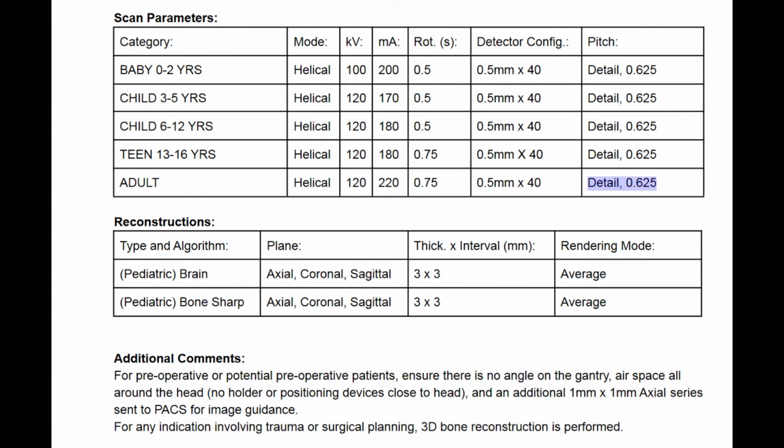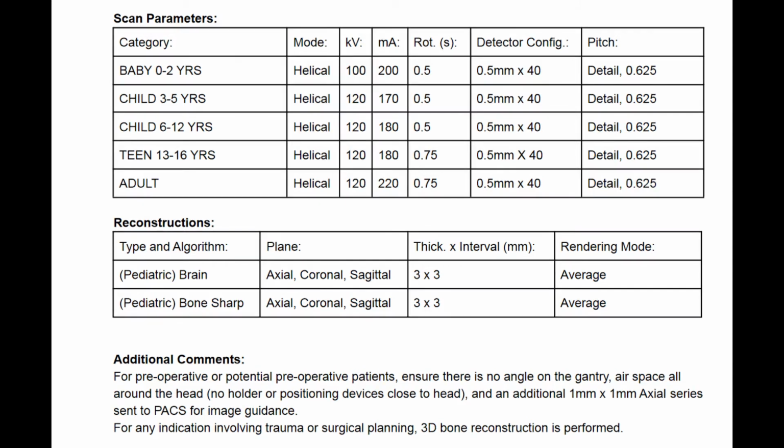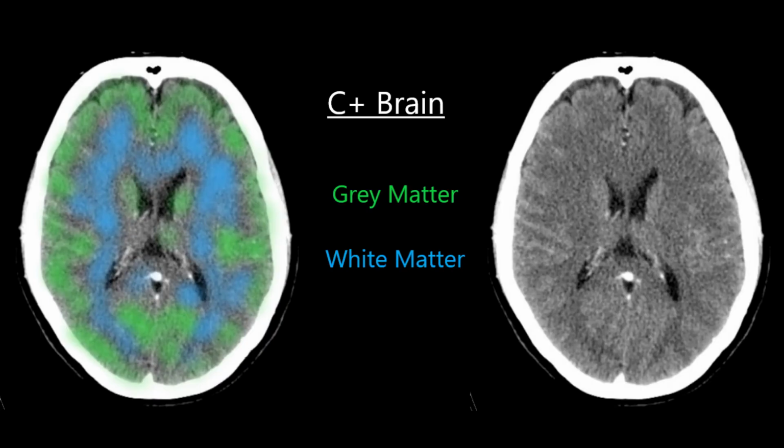And on our scanner, that's described as the detail pitch setting. So overall for a CT brain, the radiation dose is relatively high compared to many other scans. For the brain, we really need to keep the noise to a minimum because we want to be able to differentiate between the gray matter and the white matter in the brain, which are very close in density. So we need minimal noise to maximize our contrast resolution and get good gray-white differentiation.